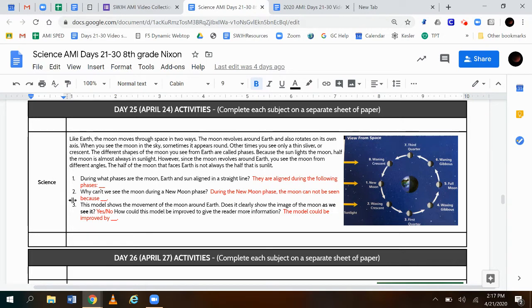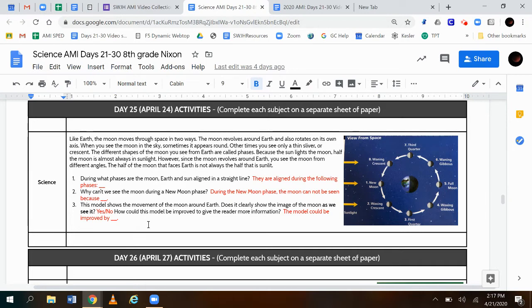Number 2, let's look at number 2. Why can't we see the moon during a new moon phase? So we look over here and look, there's a new moon phase. If you're standing on Earth looking up at the new moon, you can't see it. Why can't we see it? That's the question. And then number 3, this model shows the movement of the moon around Earth.